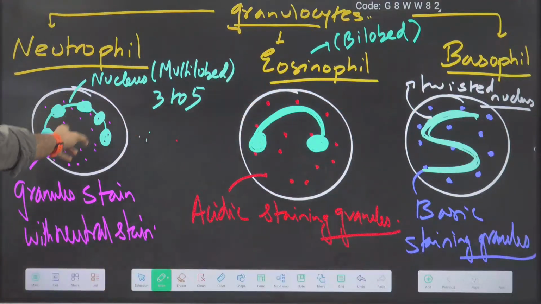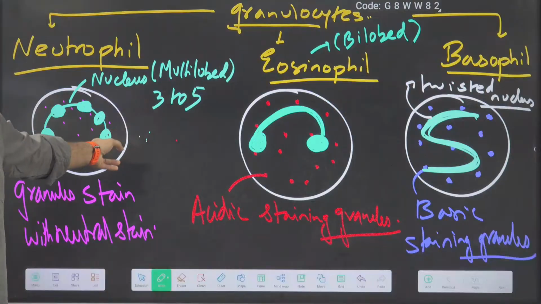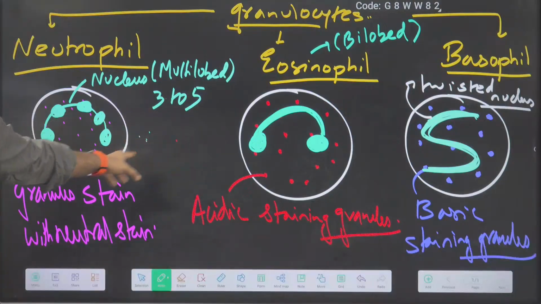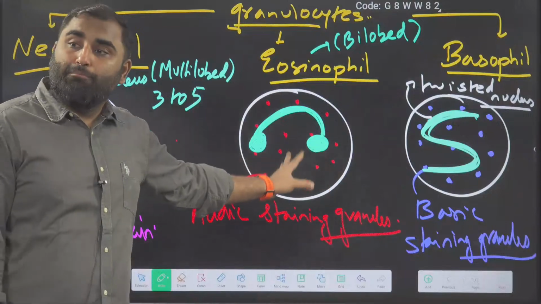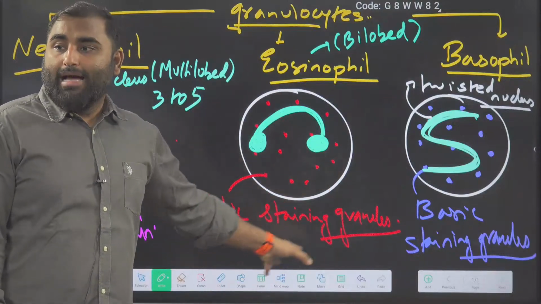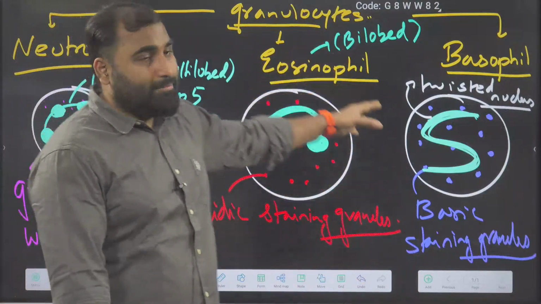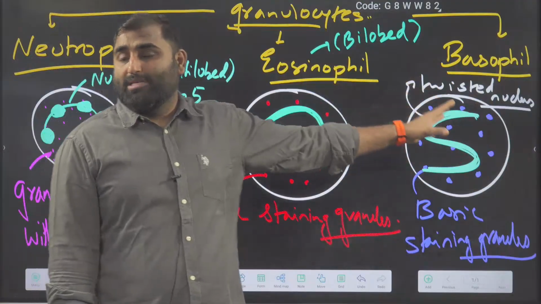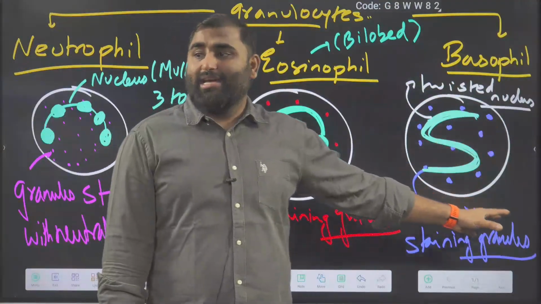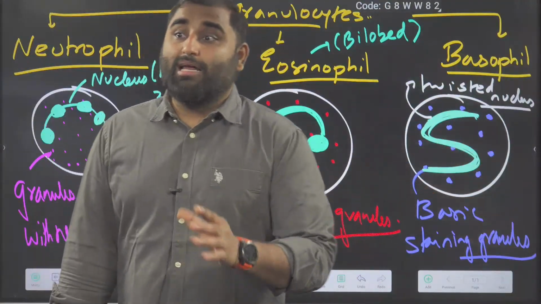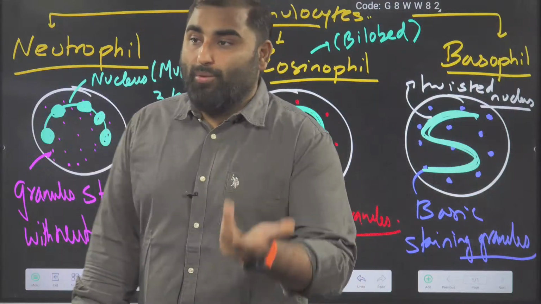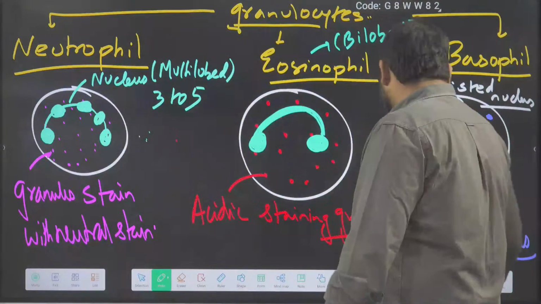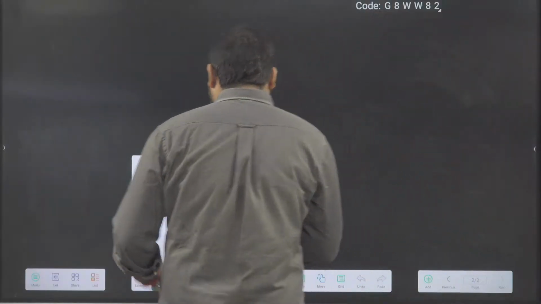In neutrophil, there is a multi-lobed nucleus, sometimes 3, 4, or 5 lobes, and the granules stain with neutral stain. Eosinophil will have a bilobed nucleus and acidic staining granules. Then we have the basophil, which will have a twisted nucleus and basic staining granules. These are your granulocytes. Now, which is the next group, guys? After granulocytes comes what?